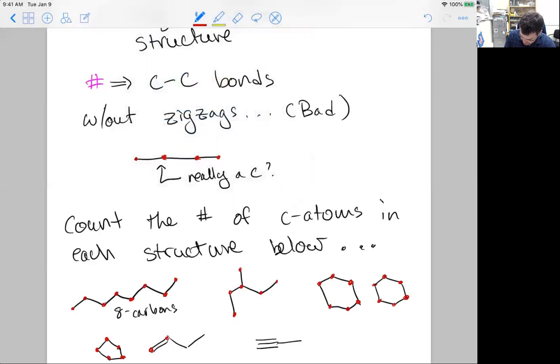Now there's 2 lines connecting these 2 dots together. Those 2 lines represent just double bonds, okay? And we've talked about double bonds before. Now, there's something really weird.